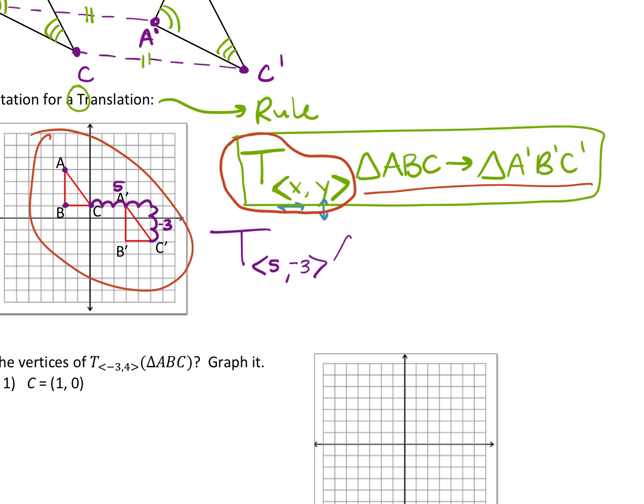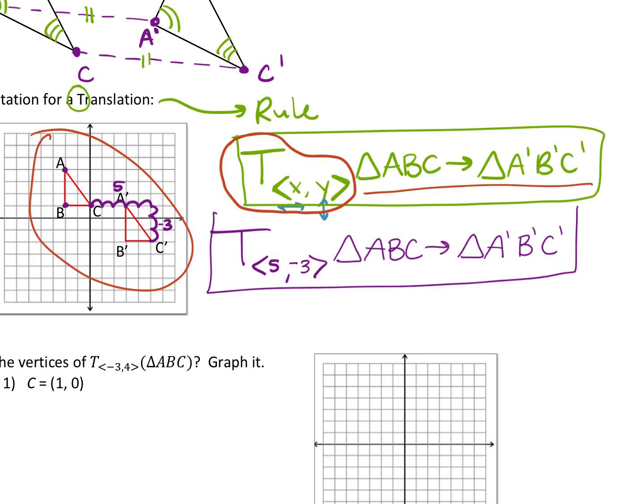Okay, so it is a translation of 5, -3 of triangle ABC that will map onto A prime, B prime, C prime. Wait, so we have to write everything after that?